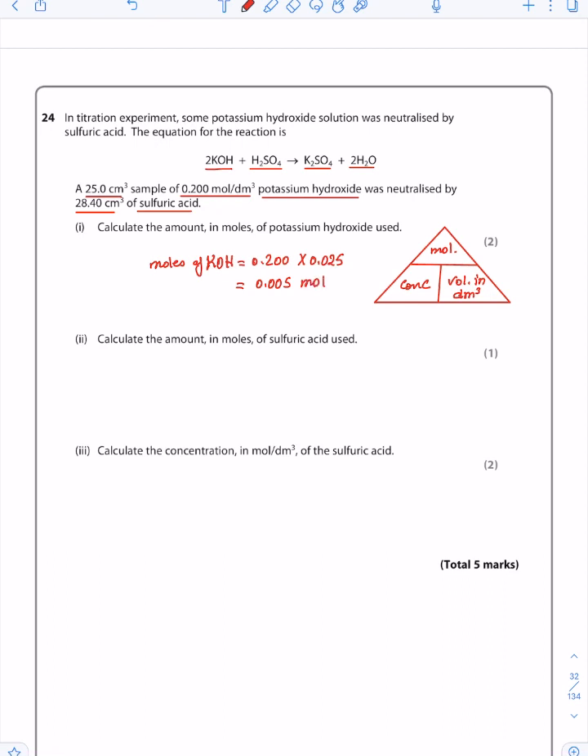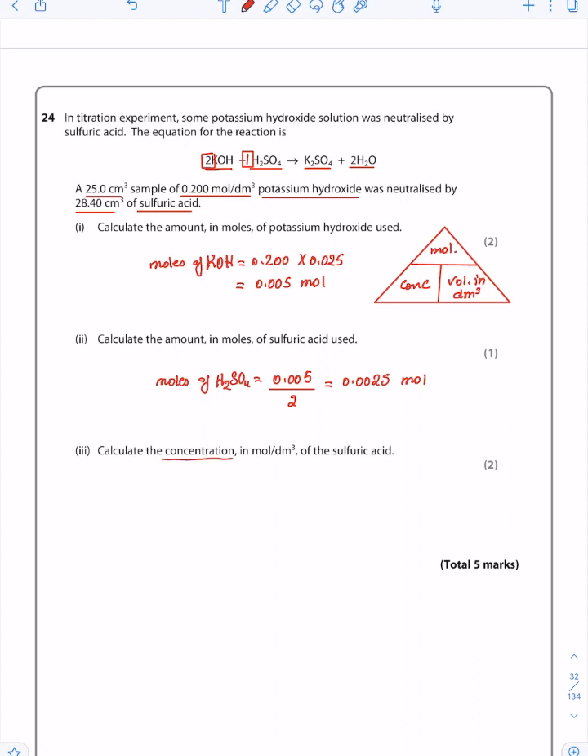طيب double I calculate the amount in moles of sulfuric acid. طب الريشيو between البوتاسيوم هيدروكسيد اللي احنا مطلعين المولز بتاعتها في I والسلفوريك اسيد اللي احنا عاوزينها في double I كام؟ It's 2 to 1، يعني السلفوريك اسيد نص البوتاسيوم هيدروكسيد. يبقى كده المولز of sulfuric acid will be equal to moles of potassium hydroxide اللي هي 0.005 divided 2، يعني تطلع 0.0025 moles.